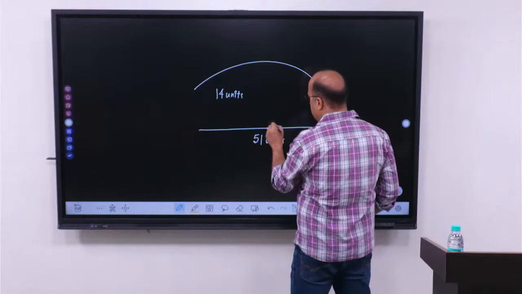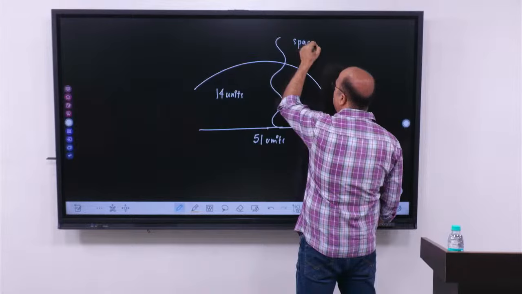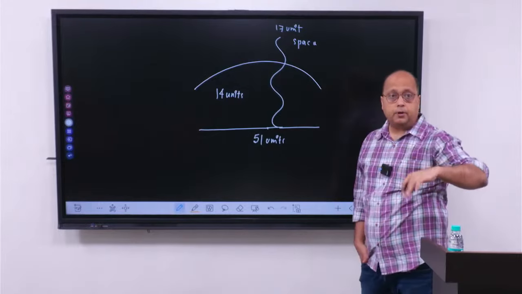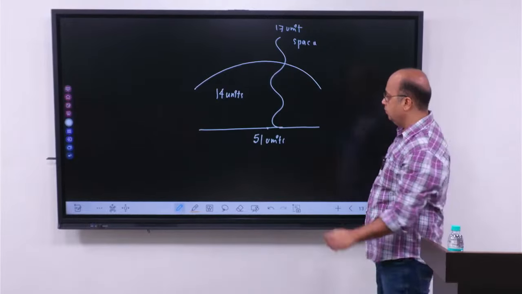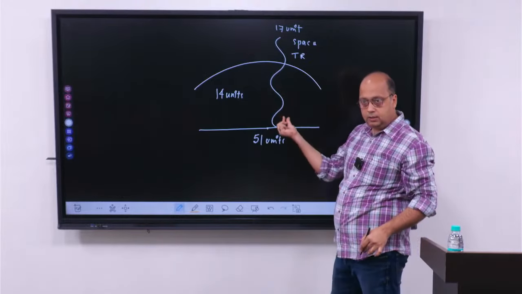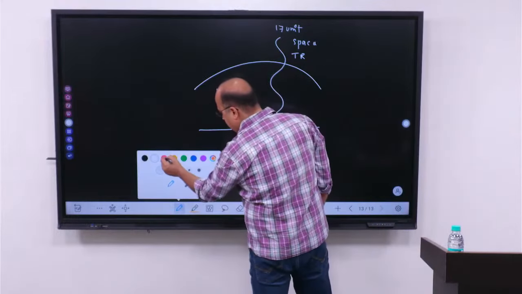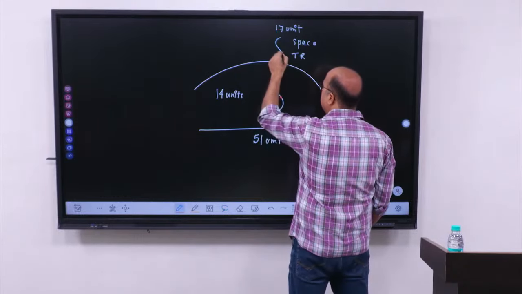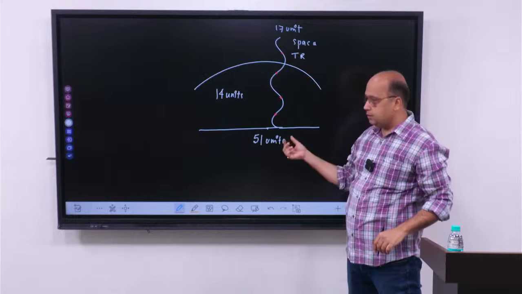Now out of this, 17 units go to space. How much? 17 only. 17 units go to space uninterruptedly, without any obstruction. Which one goes to space? Terrestrial radiation. And it brings what energy? Sensible heat energy, reaching space. So the more energy reaches space, cooling starts.